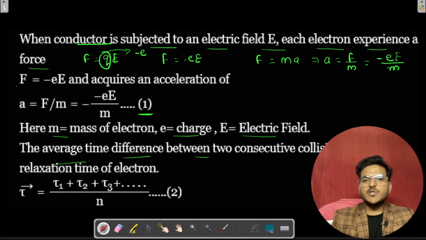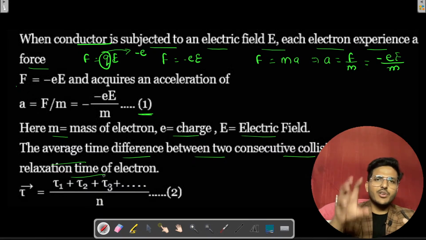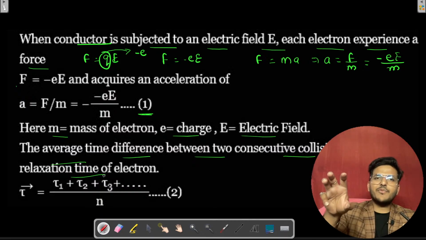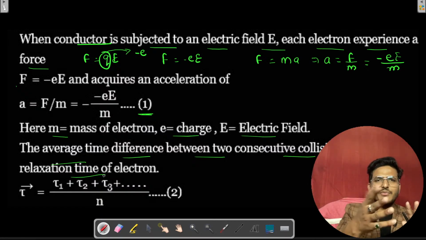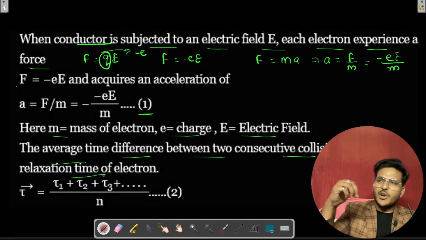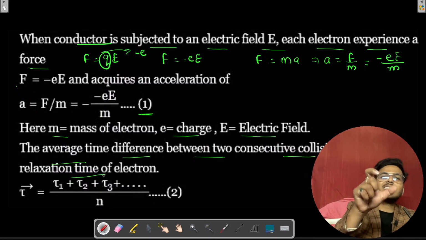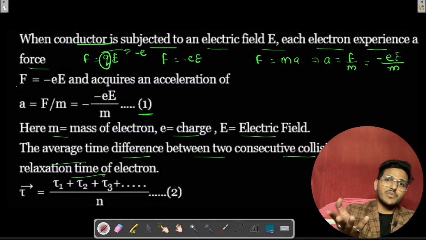The average time difference between two consecutive collisions is known as the relaxation time. As we already discussed, the relaxation time is the same as when you are moving around in your assembly hall before prayer. If you are talking with one of your friends, and then you move around and talk to your next friend, then the relaxation time is the time when you walk from the first friend to your second friend. That is the relaxation time.